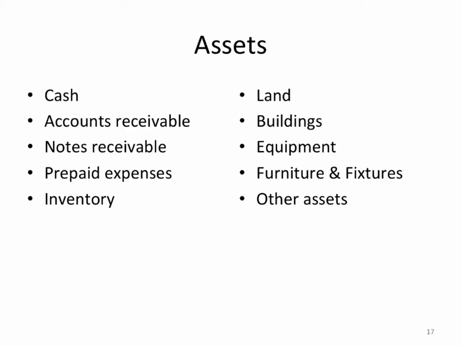Prepaid expenses. Prepaid expenses are assets. A prepaid expense is something we pay for in advance that hasn't expired yet. Examples of prepaid expenses are office supplies. If we go buy 100 reams of paper, we're not going to use that paper today. We're going to use it over the next 3 months or 6 months. So that's office supplies, which is a prepaid expense. It will eventually be expensed when we use it.